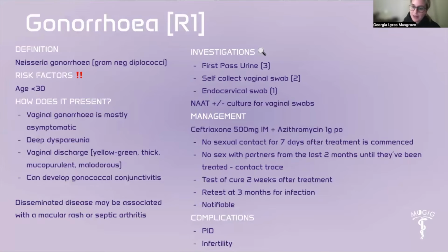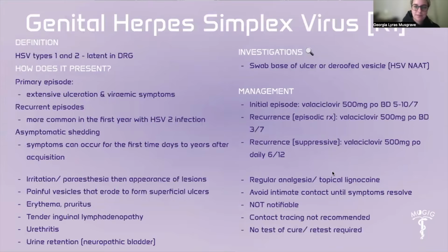You're going to swab again, and the treatment is ceftriaxone and azithromycin. There'll be no sexual contact for 7 days after treatment. Avoid sex with partners for the last 2 months unless they've been treated. You do a test of cure 2 weeks after treatment and a retest at 3 months. It's also notifiable with the same complications as chlamydia.